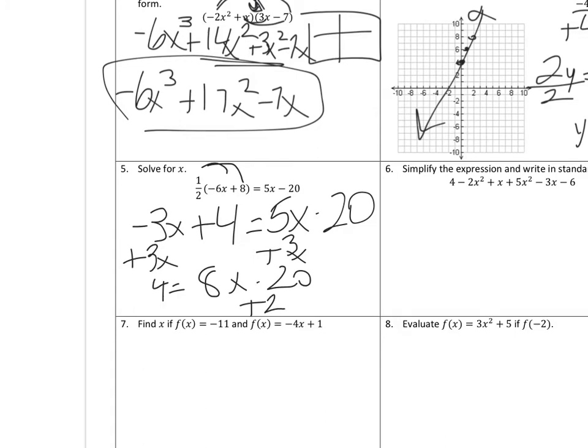Now I'm going to add 20 to both sides because I need to move the constants to the other side. So I get 24 equals 8x. And then to undo multiplication, we divide by 8, so I get x equals 3.